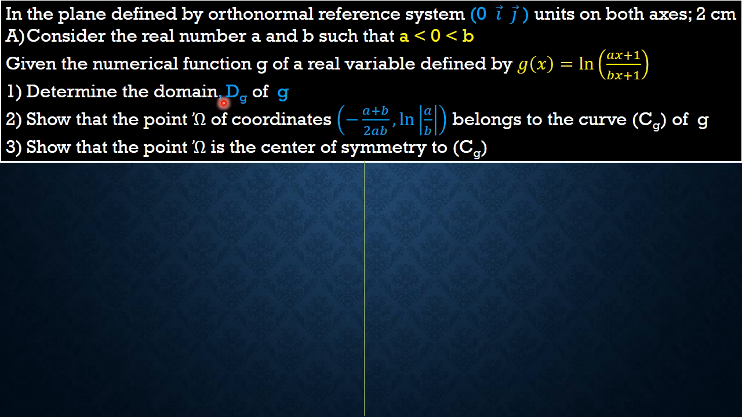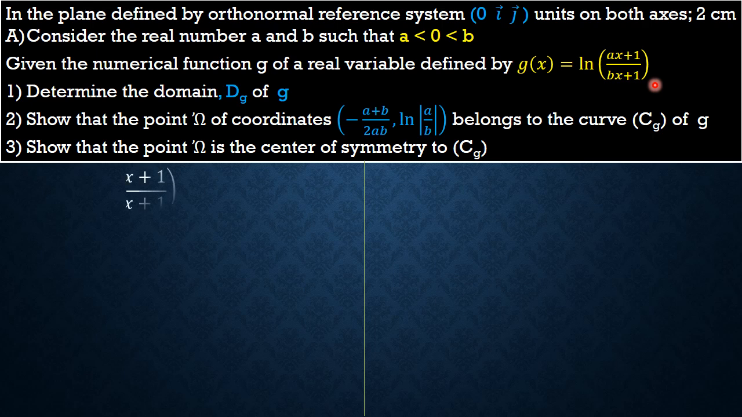The first part simply wants us to determine the domain of g. The function given guys is a natural log function, right? So if we want to get the domain of a natural log function, all we have to keep in mind is that the interior of this function has to be greater than 0, since the natural logarithm is not defined for negative values or when the interior is 0.